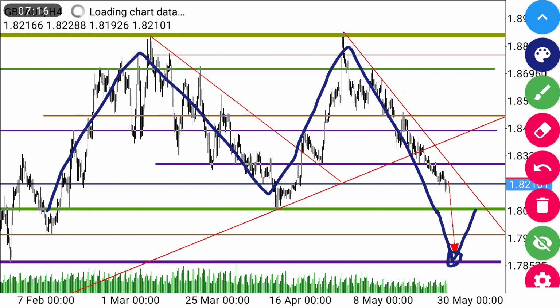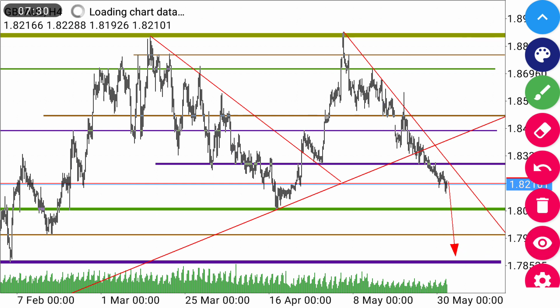Then from there it will come back to test the broken support or resistance, which is the neck of the double tops, or it will be touching the trend line for the fourth time or fifth time. Then from there it will continue moving down. So for the coming week, GBP AUD will be focusing on selling this pair.